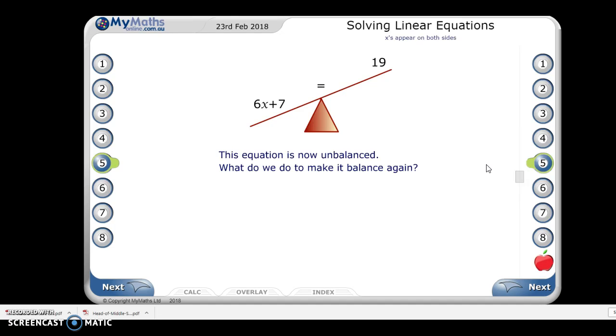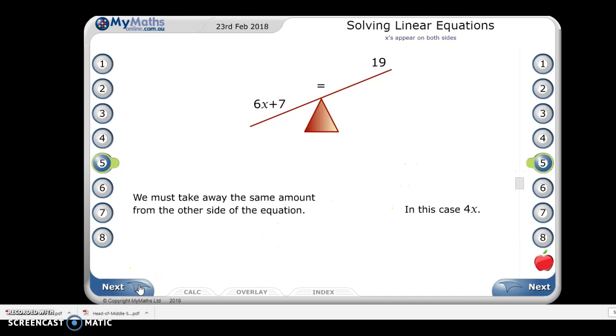Oops. I've made the left hand side heavier because I took something off the right hand side. So the equation is now unbalanced. We're going to have to balance it up again. So remember, the rule is whatever you do to one side you do to the other. So we must take away the same amount from the other side of the equation. In this case it's 4x.